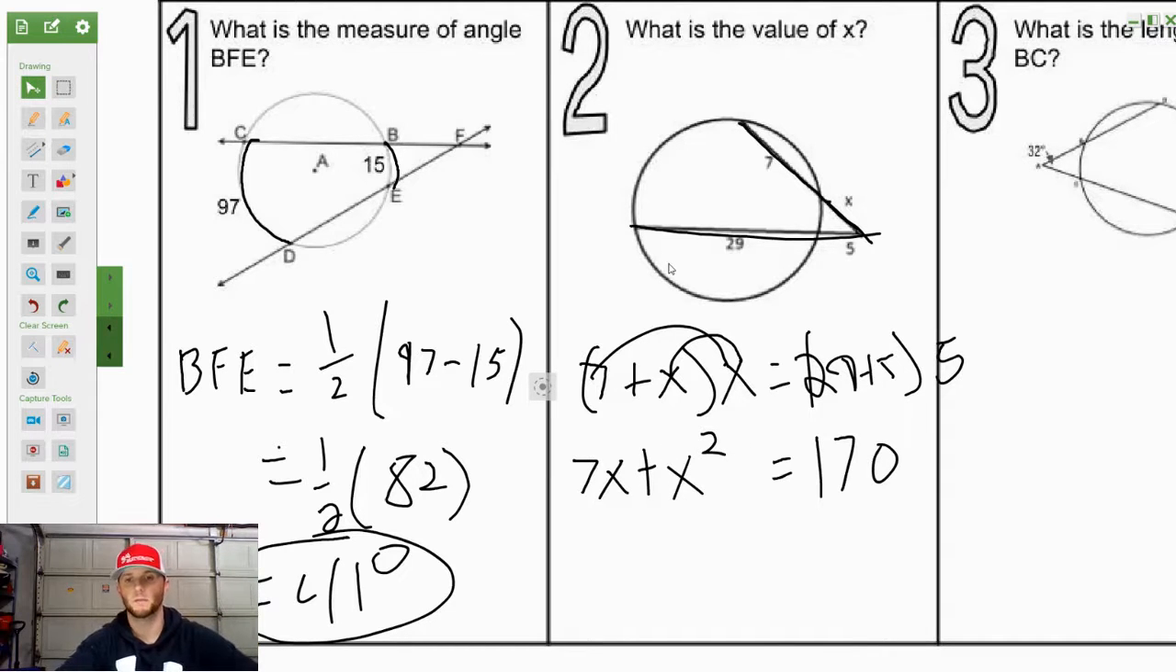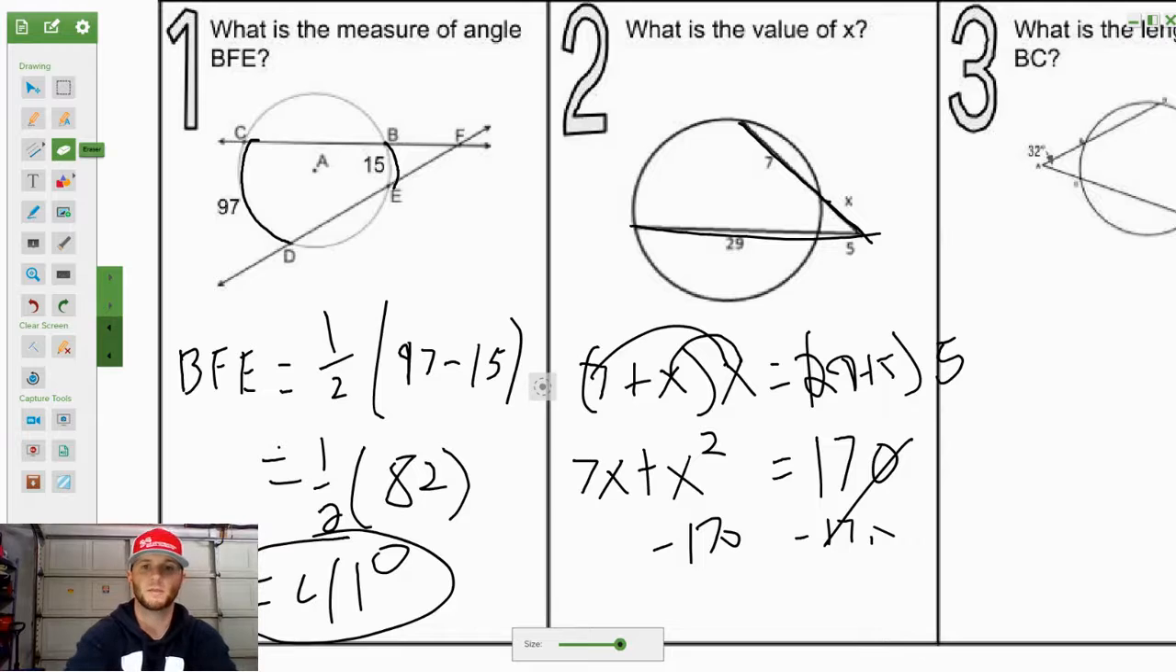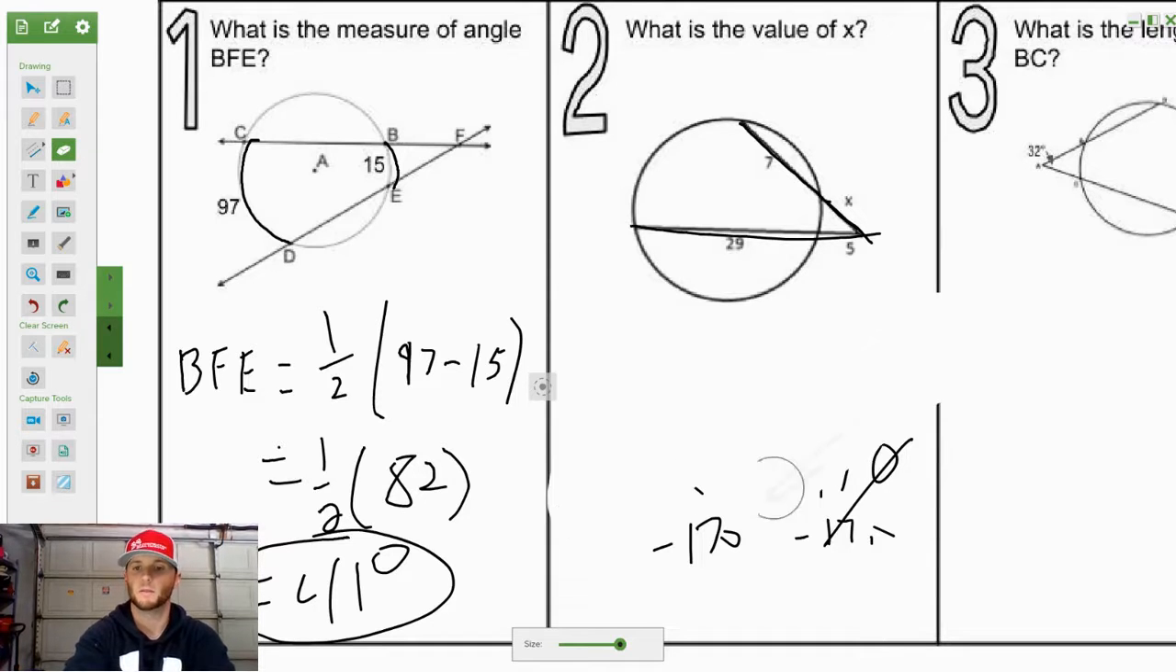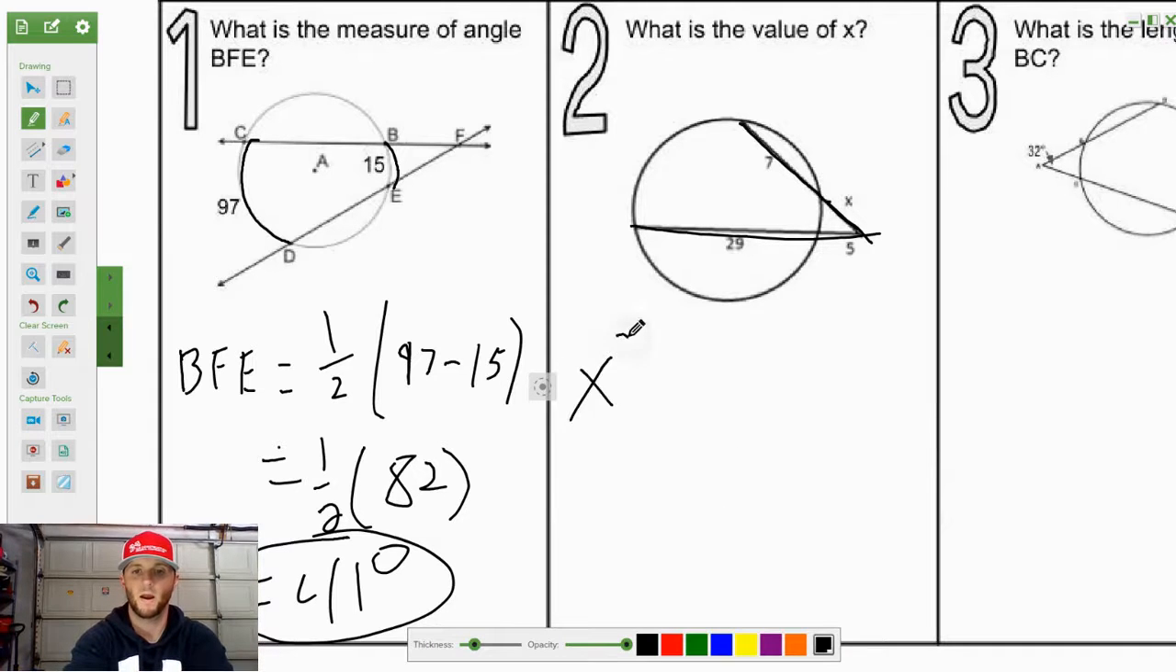Now what's going to happen is we're going to have a quadratic right here now. So I have to end up subtracting 170 on both sides here, and it's going to end up creating a quadratic here. So 170 minus 170, it's going to cancel over here. I'm going to erase this so I can have it bigger here. It's going to end up turning into a quadratic. So let's go and look at it. So right now I'm going to have X squared plus 7X minus 170.